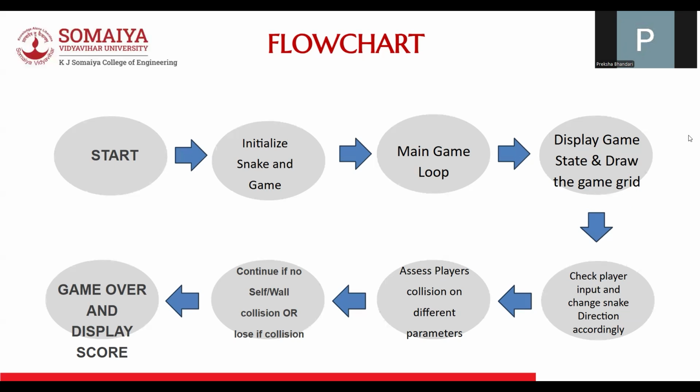If there is no collision, the game loop continues. If there is a collision, the game exits. The game is over. Lastly, game over and display score. When collision occurs, the game ends. The final score is displayed, showing the player's progress in the game.